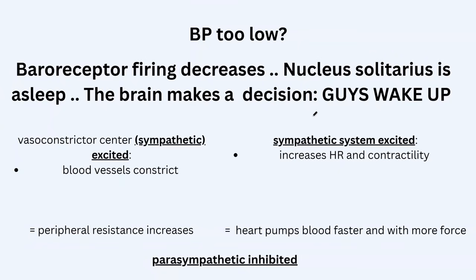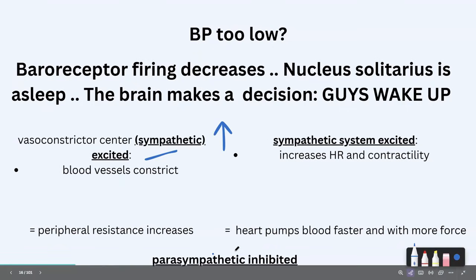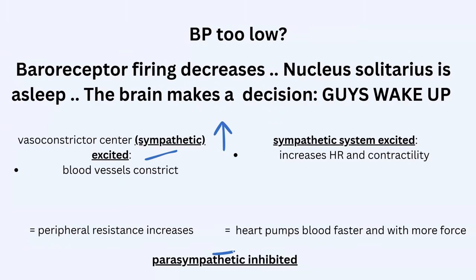Okay. So the brain activates the sympathetic system. The sympathetic system is going to make the heart contract faster and harder and constrict the blood vessels. That means that everything is going to get excited. That means your BP will return to normal because it will increase. Your parasympathetics in this case are inhibited because you're already relaxing. You don't need any more of the relaxation. I hope this is clear.